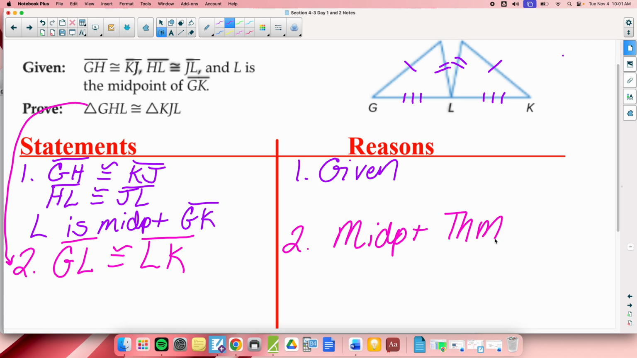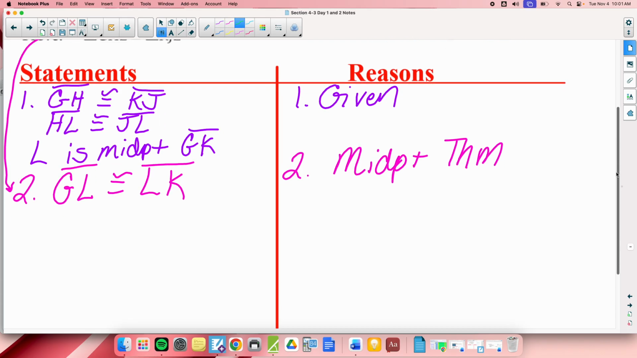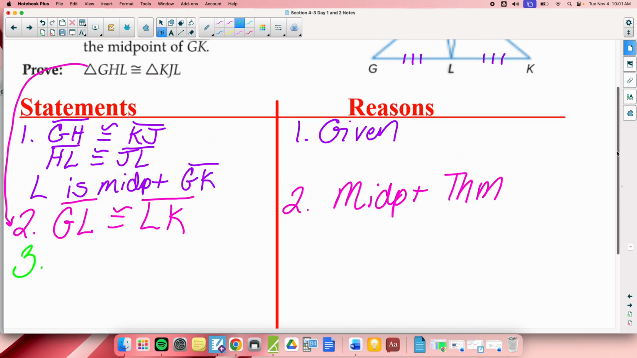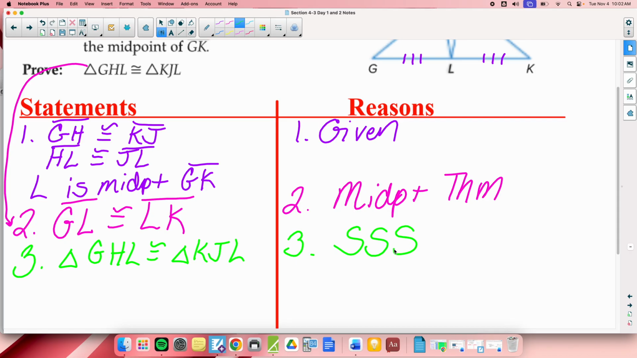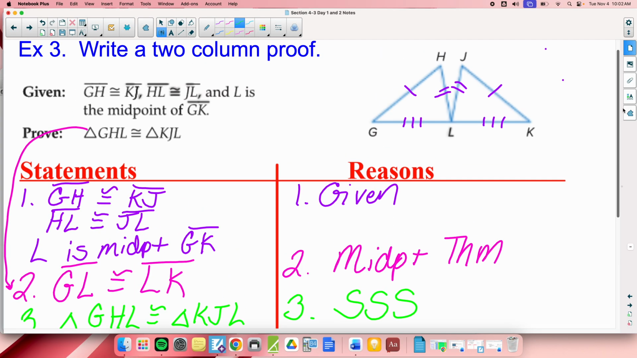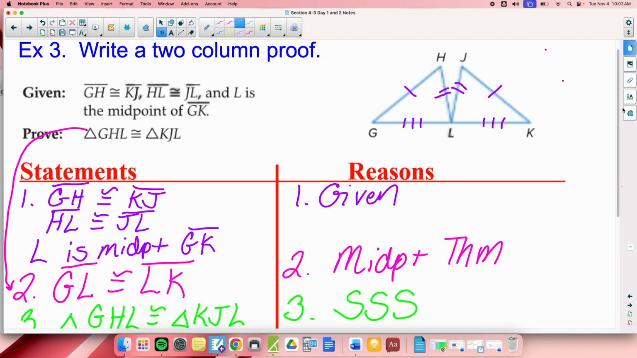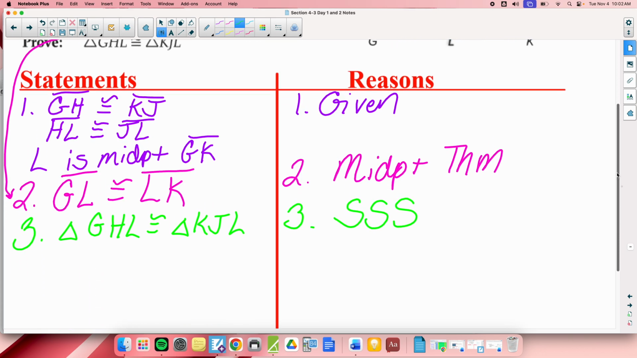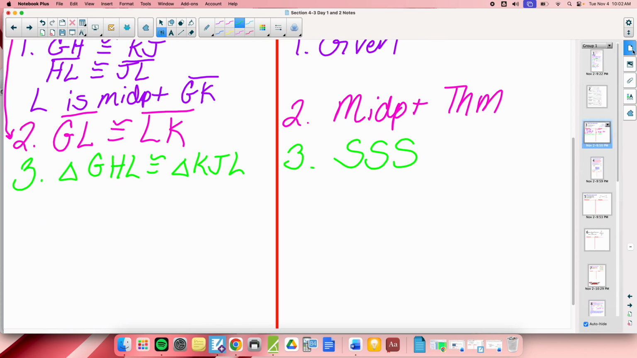Okay? Then I can bring that one down and say that whatever the proof statement is, you can bring it down. Triangle GHL is congruent to triangle KJL by side, side, side. Okay? Everybody okay with that? Okay, so if you have a midpoint, you're gonna use midpoint theorem.